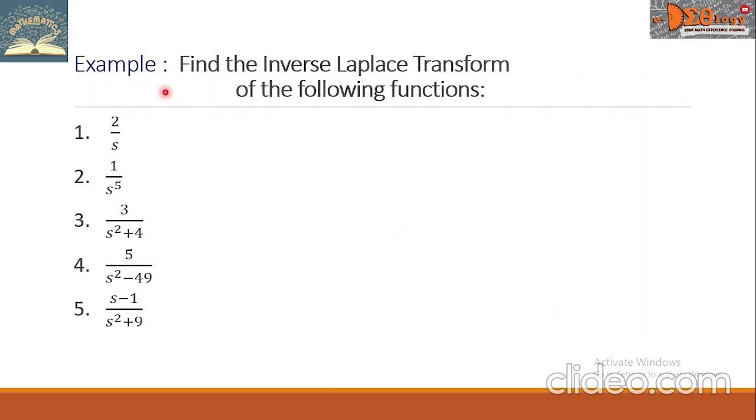Let us see this example. Find the inverse Laplace transform of the following functions. Let's begin with number 1. The function is 2 over s. We can show the notation as Laplace inverse of this function 2 over s. First thing we do, we can pull this numerator out as a constant. So we have now 2 times Laplace inverse of 1 over s.